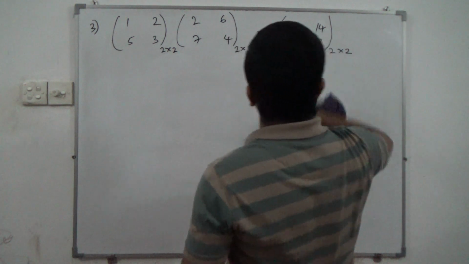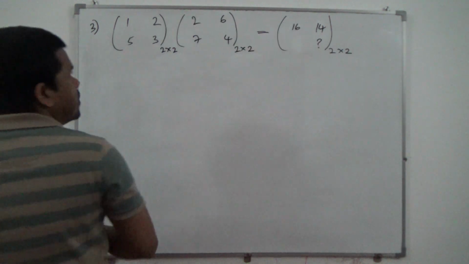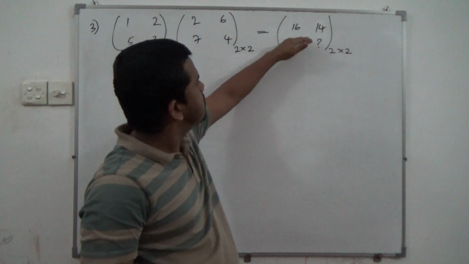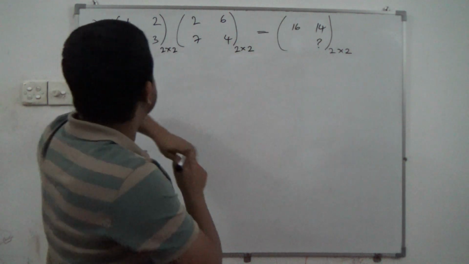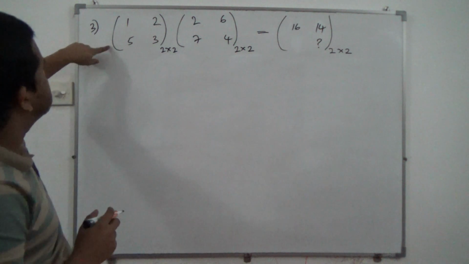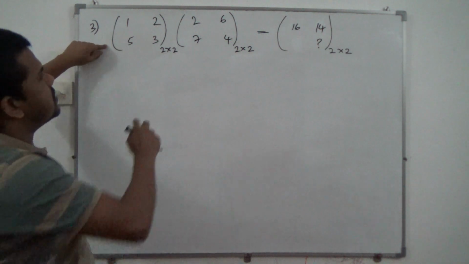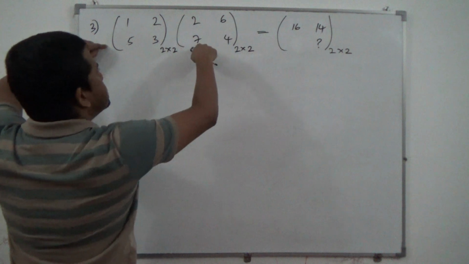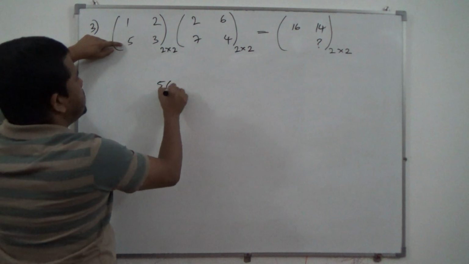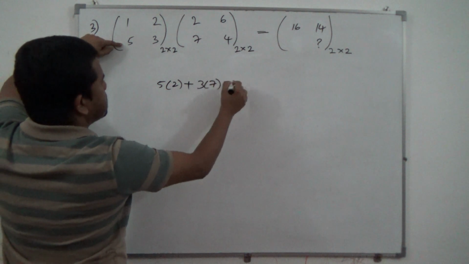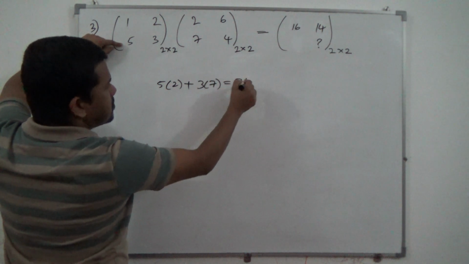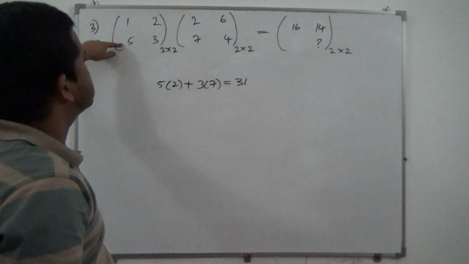Now let's find this value. Our row number is 2, column number is 1. Therefore, we have to consider the second row of this matrix and the first column of this matrix. 5 into 2 plus 3 into 7. The answer is 31.